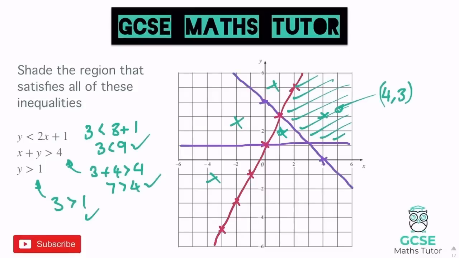So once you've drawn your lines, just pick a coordinate, test it out in your inequalities, and as long as they all work and they're all correct, then you can shade that region. But do be careful you don't just shade the region of the shape there, like the triangle in the middle, because it's very often not just the shape that's formed.